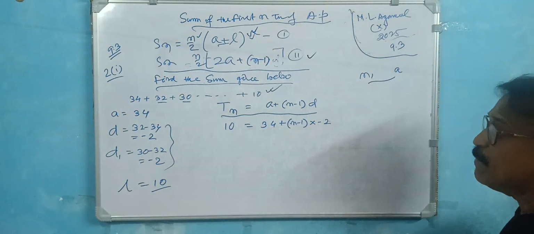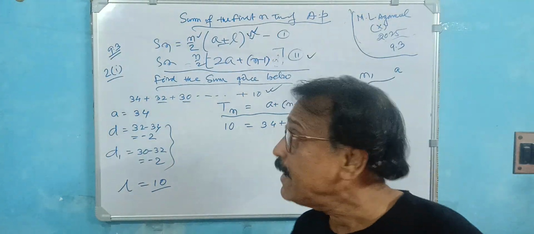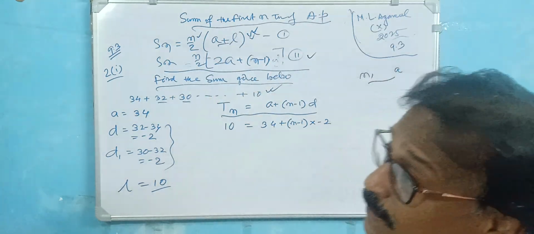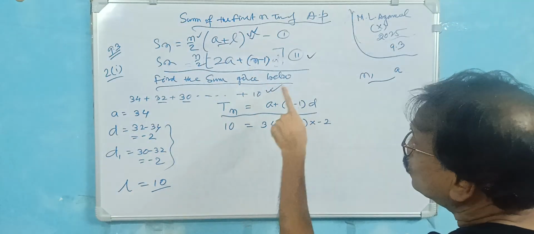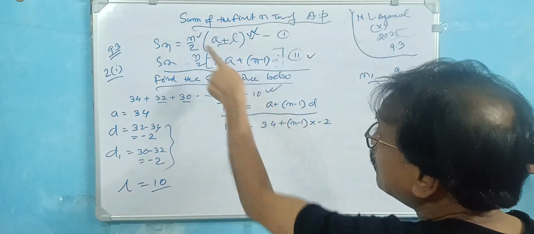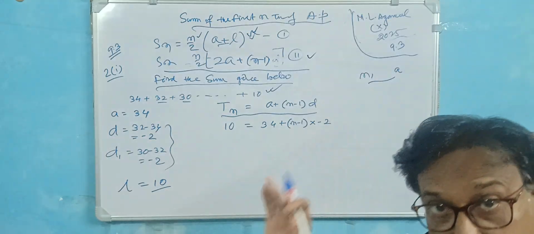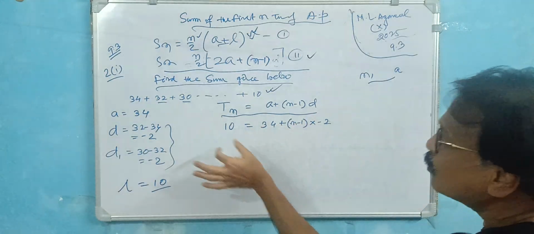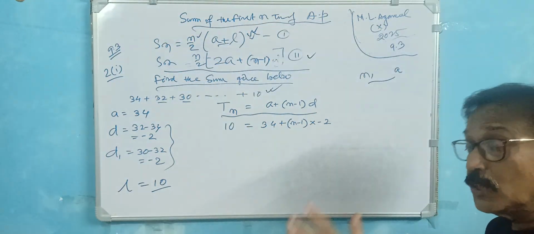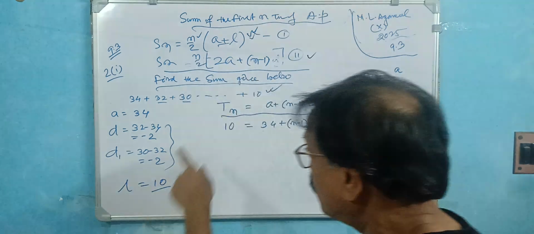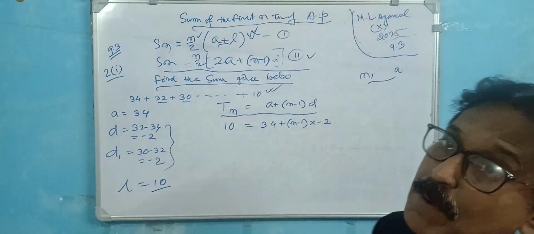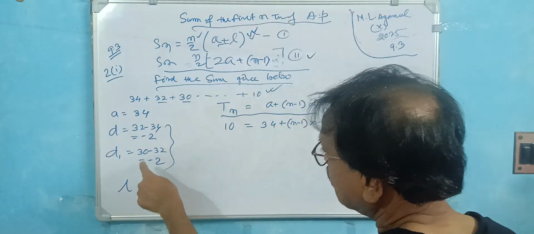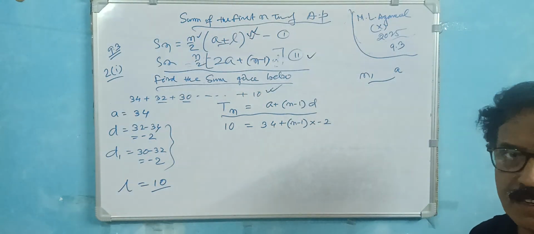You have to find n from here. If you know n, then you put the value here or here. Because you know the first term, you know the last term, but you don't know the value of n. For that reason, I calculate n here, and then put the value here. In which way is n calculated? The formula is Tn equal to a plus n minus 1 into d, and you already know a is 34, d is minus 2. From there you calculate the value of n easily.